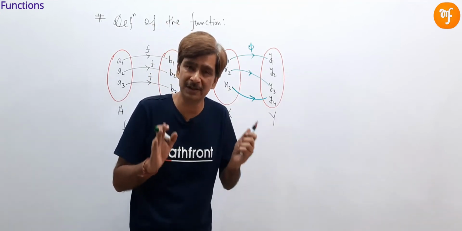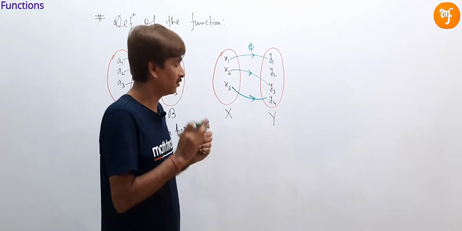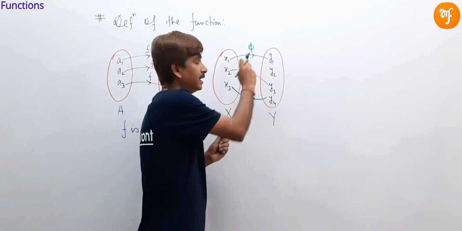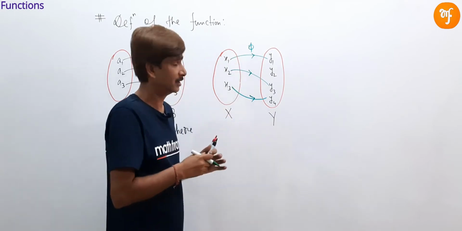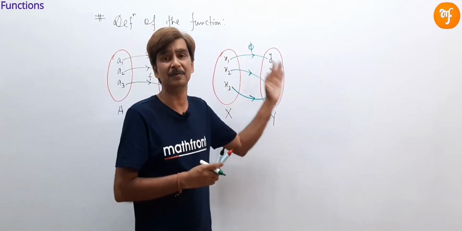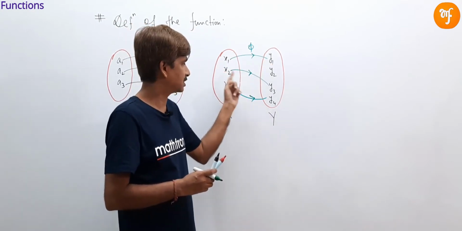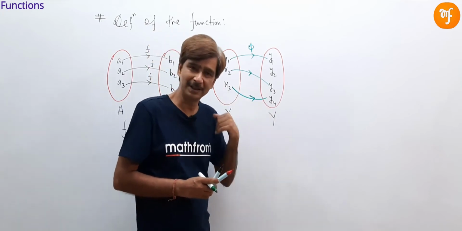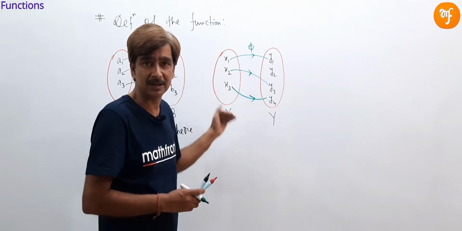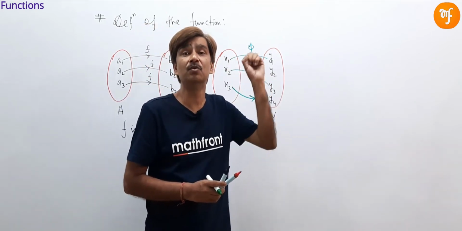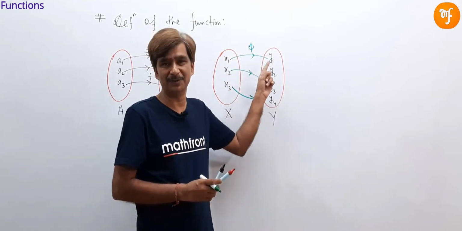Here phi is also a function. Why? Because the definition of a function is satisfied here. Look, the first condition for phi to be a function is what? That each and every domain element, that is x1, x2, x3, must have an image in the codomain. We have x1 has image y1, x2 has image y3, x3 has image y4, is it? And each and every domain element must have a unique image, that is only one image for every domain element. x1 has how many images? Only one image, which is y1.